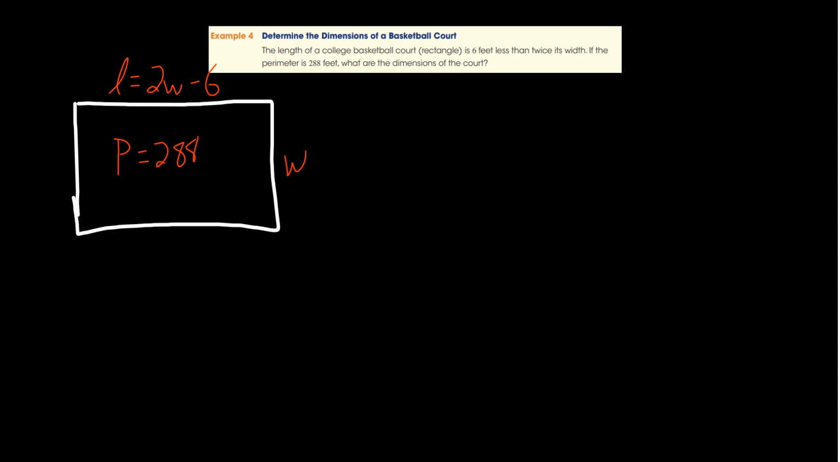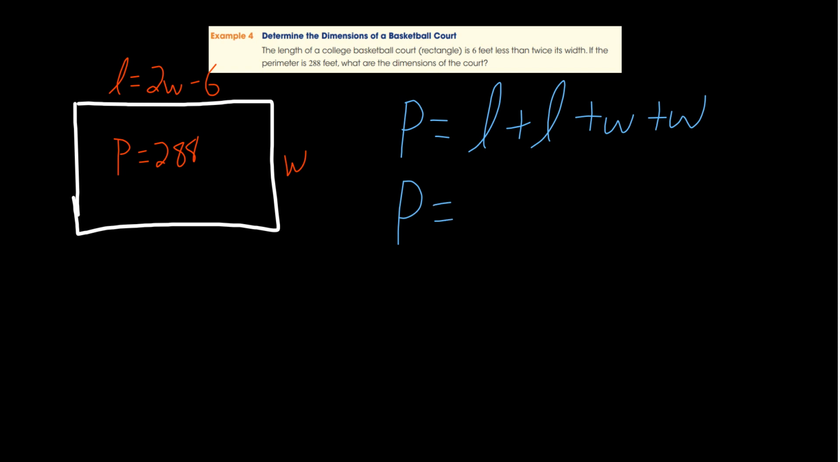The perimeter of any rectangle is going to be the length plus length, plus the width and the width, or some W there. In other words, we can say the perimeter is 2 times the length plus 2 times the width.